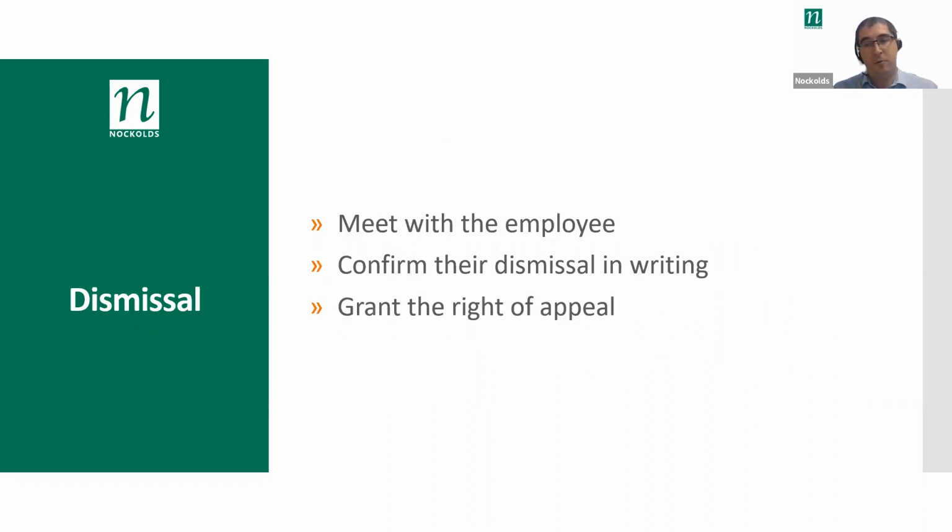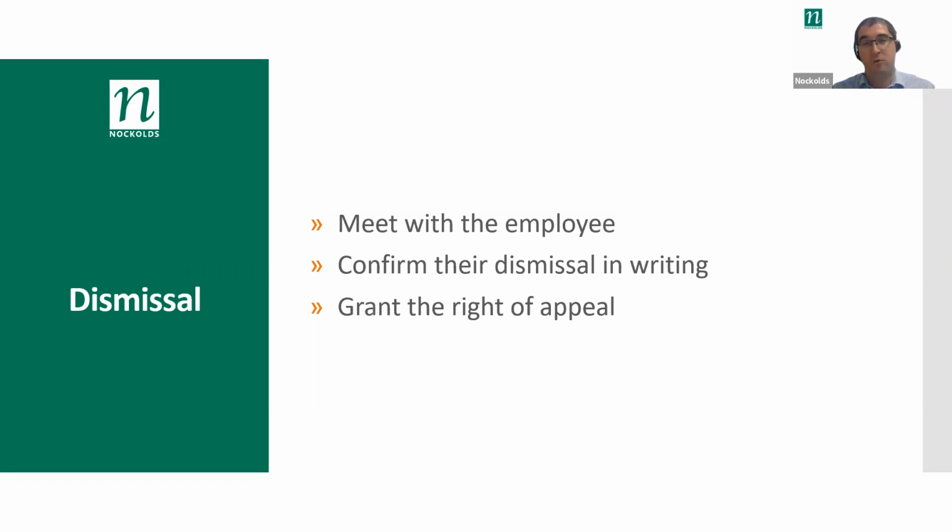Once you've been through the process and you've issued your warnings, they're on their final written warning, you then need to be looking at potential dismissal. You would write to the employee inviting them to a meeting. You would need to make clear that a possible outcome could be dismissal. You would hold that meeting.